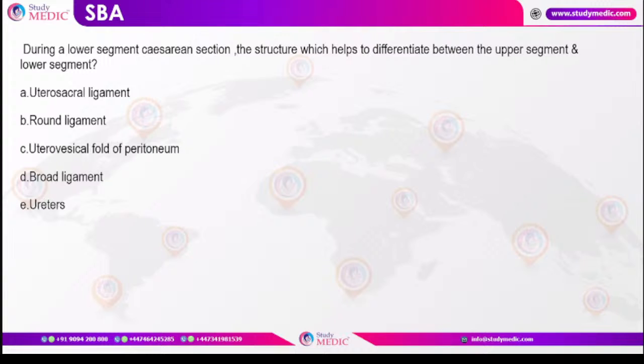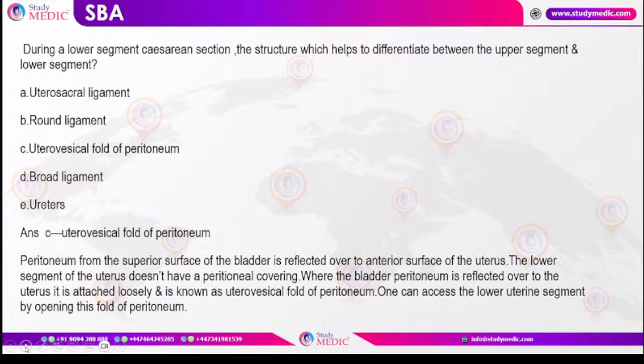Now, all of us are working obstetricians. We all know that whenever you are doing a lower uterine segment cesarean section, after you have opened the peritoneal cavity, we open the UV fold of peritoneum. Only after the UV fold of peritoneum is opened can we get access to the low uterine segment. So this is the structure that will help us to differentiate the upper segment from the lower segment. So that is the correct choice, or the option C, that is utrovesical fold of peritoneum. That is the correct option here. Okay. So in this way, they're going to ask you something that is related to clinical anatomy.